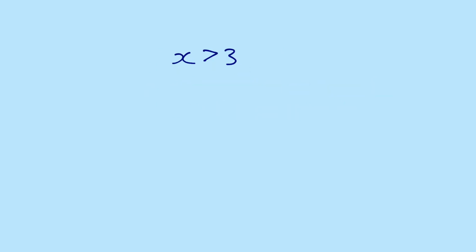So this reads as x is greater than 3. Don't forget, the crocodile eats the bigger one. So therefore the x value is going to be greater than the 3. So this is x is greater than 3 and it can't be 3. Therefore the values that x could be are 4, 5, 6, etc.